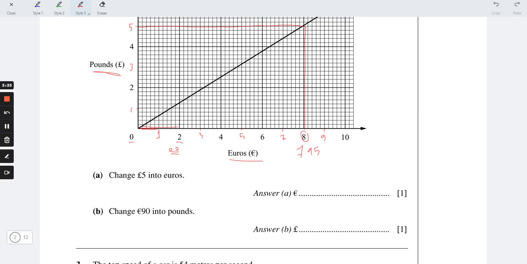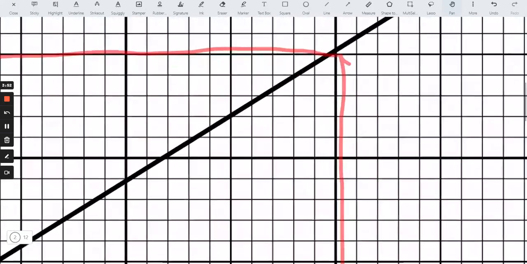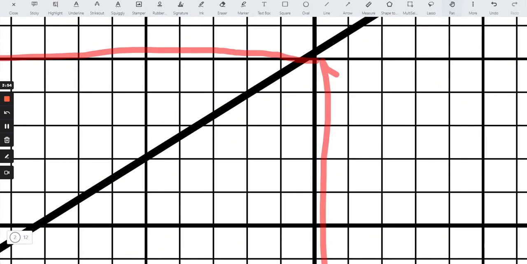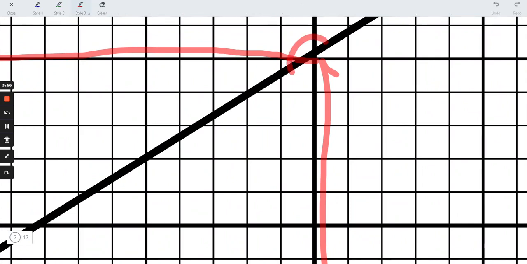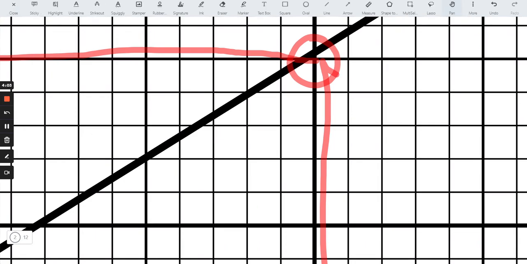So the answer here you could write as 8 or 7.95. Such questions will have a range of answers, because here it's about approximation. The vertical line and horizontal line here, as you can see, this point is not very clear, so you should approximate it. So they will put a range of answers.